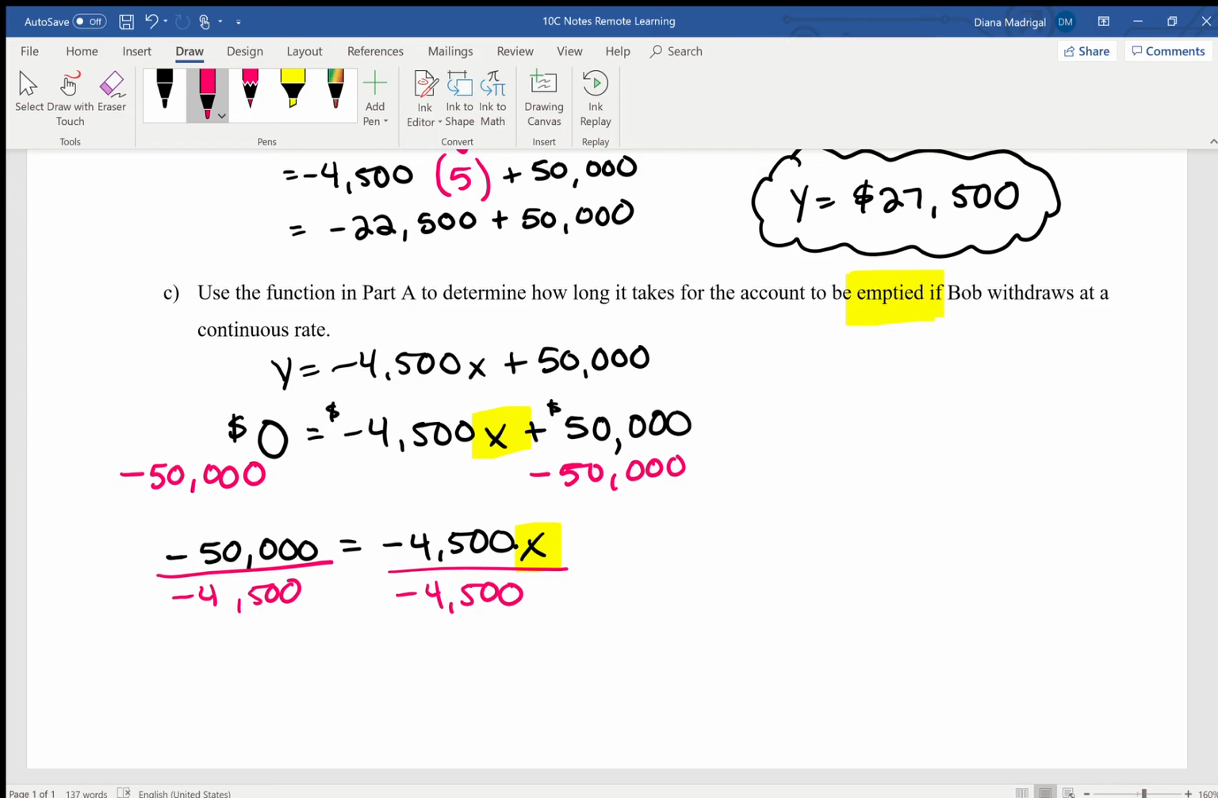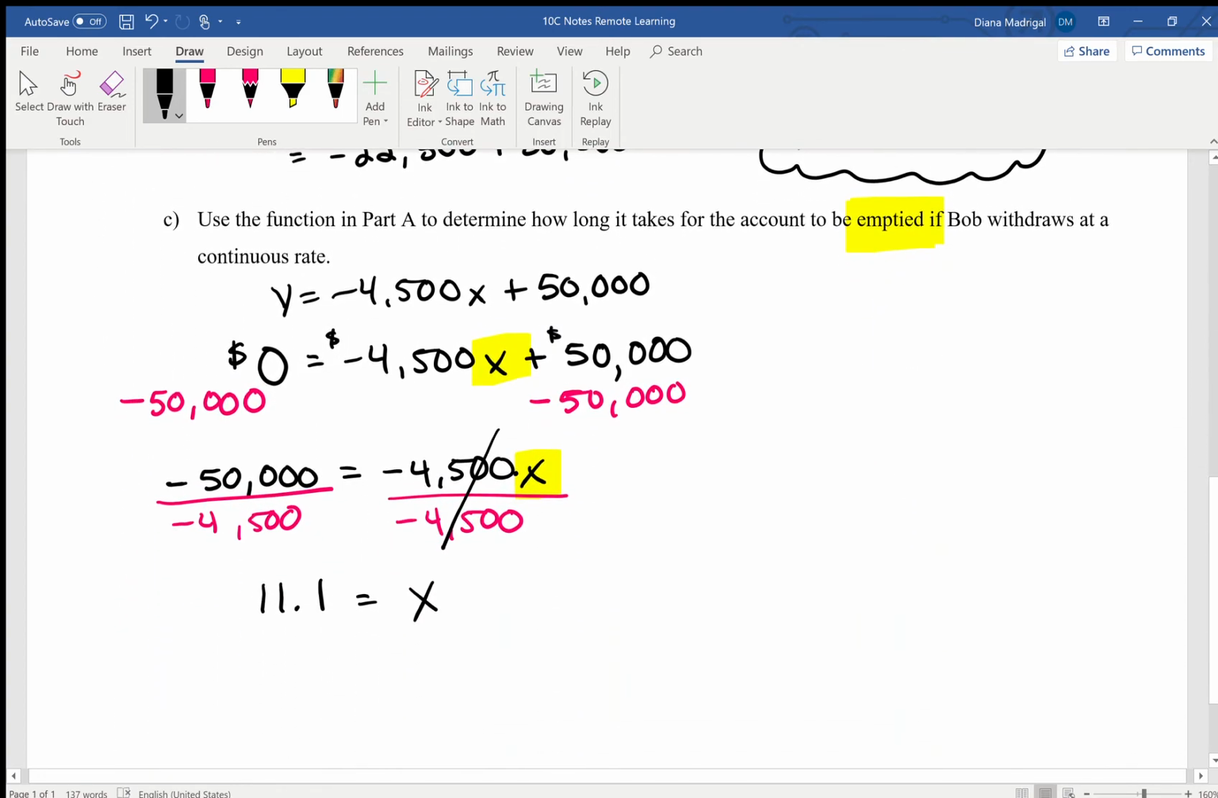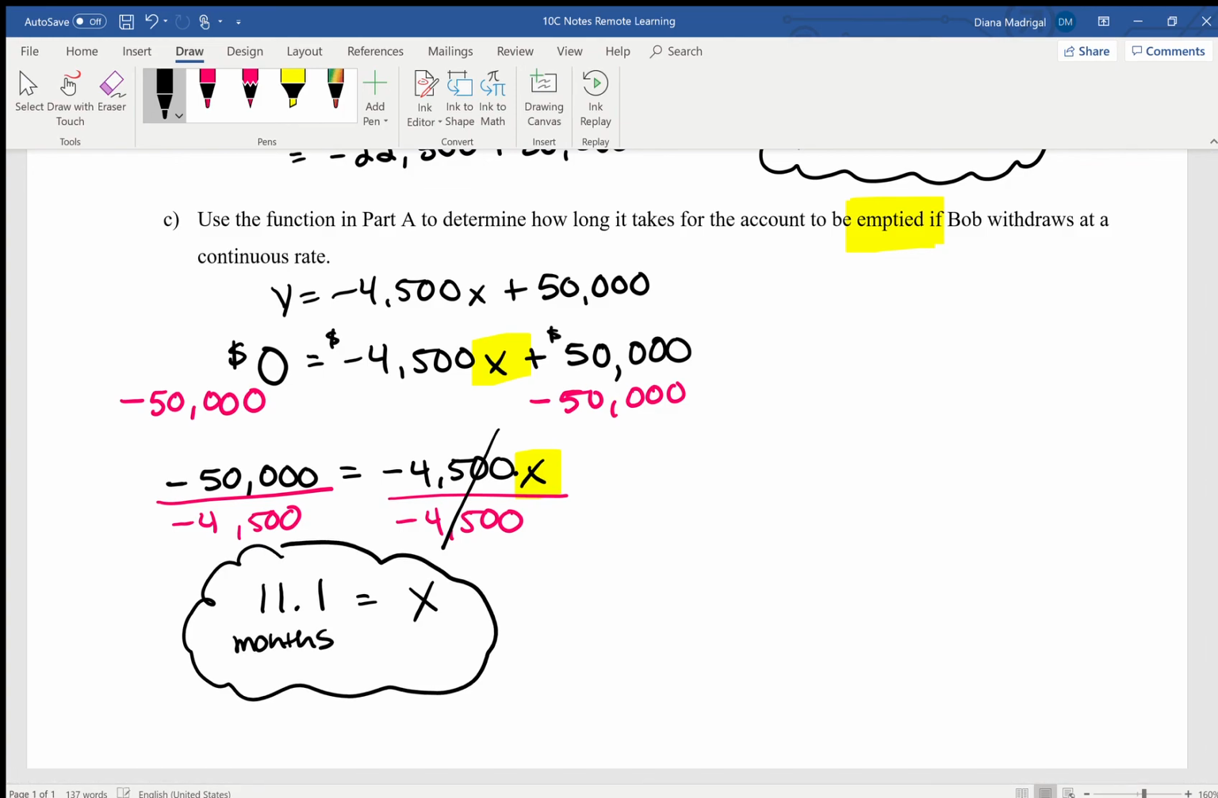Okay, and again, this is where you take out your calculators. You're just going to plug in negative 50,000 divided by negative 4,500, and my final answer is x, because this cancels out, so I have x here, and it's about 11.1. Okay, so it's going to take about 11.1 months. Okay, so that's my answer. It's going to take about 11.1 months for the account to be at 0.